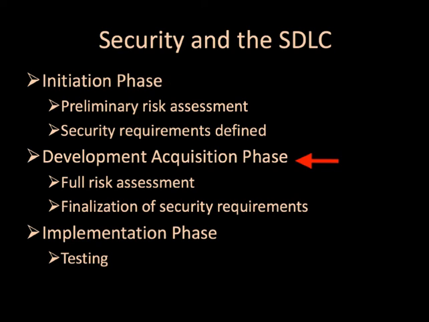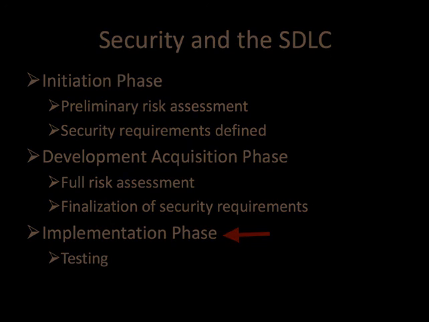During the development or acquisition phase, we perform a full risk assessment, adjusting security requirements as necessary. In addition, the development team performs unit testing and peer reviews to ensure safe coding standards are followed. The implementation phase includes quality assurance testing and user acceptance testing. All test plans should include testing of security requirements, including those involving least privilege and separation of duties.